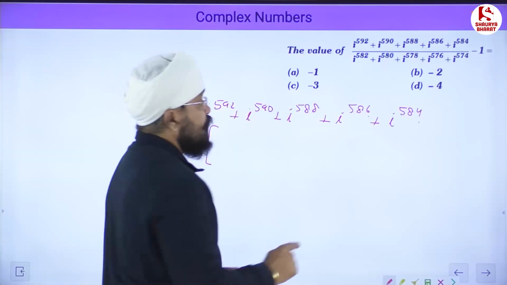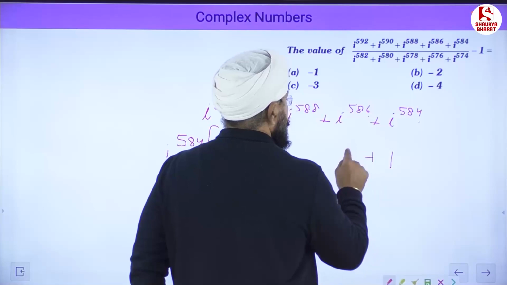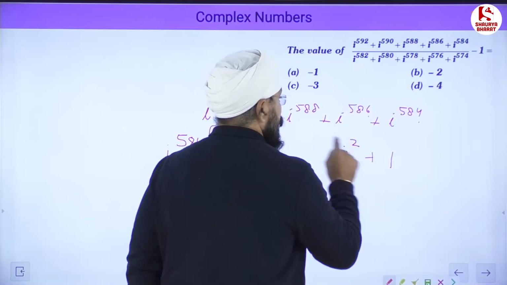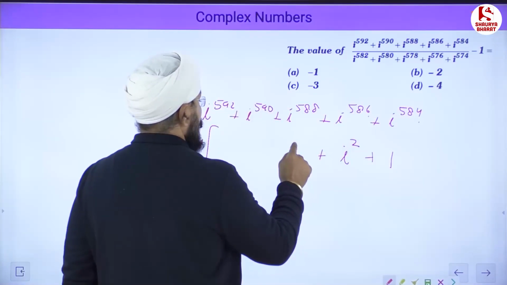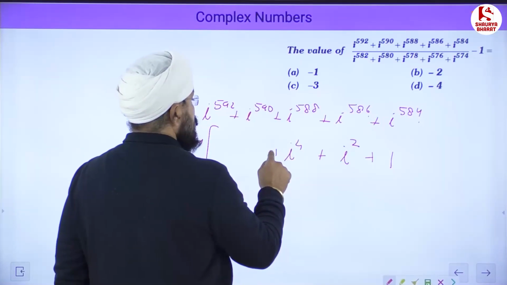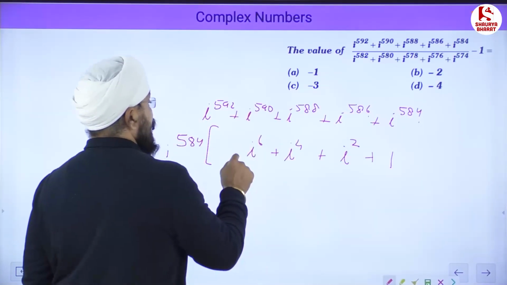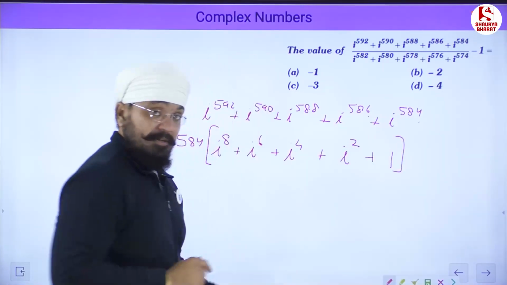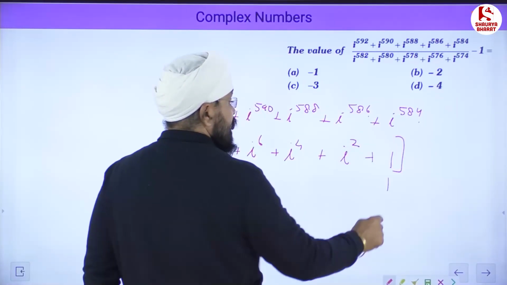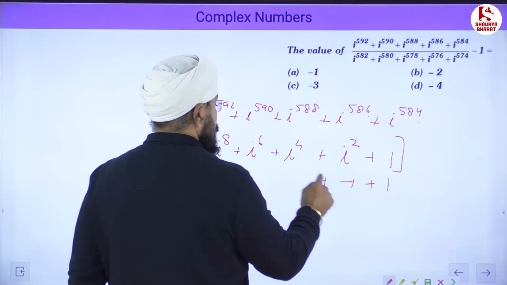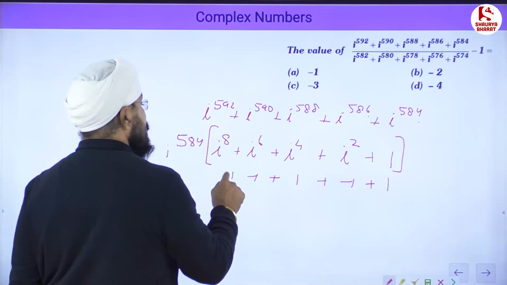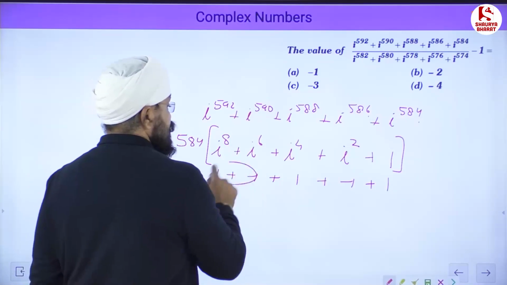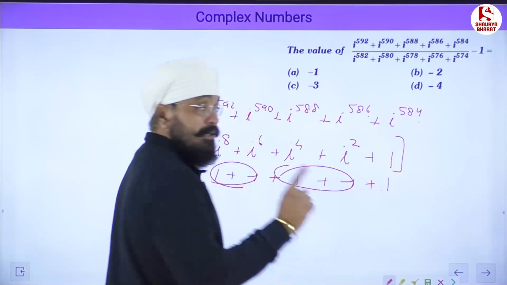So out of 584, this term will become 1. This will become iota square, and here this will become iota to the power 4. This becomes iota to the power 6, and this becomes iota to the power 8. Now you have to simplify this one, because this result we are getting 1. This is minus 1, this is plus 1, this is minus 1, this is plus 1. So we are having 0, we are having 0, we are left with 1.